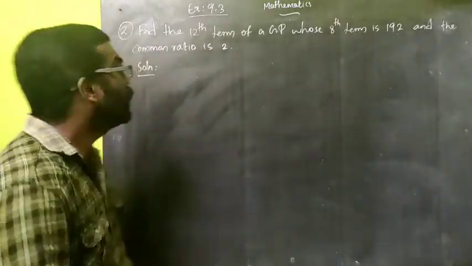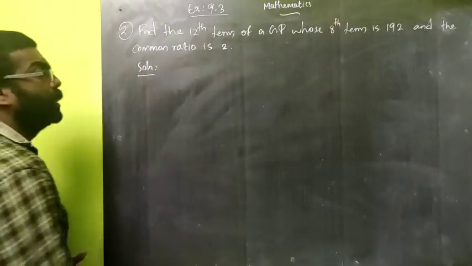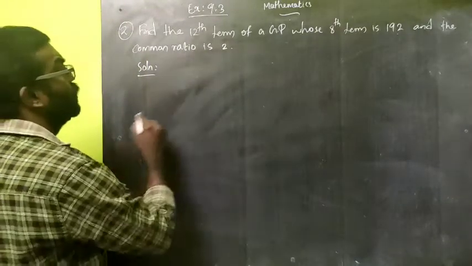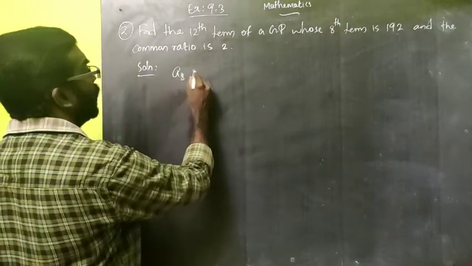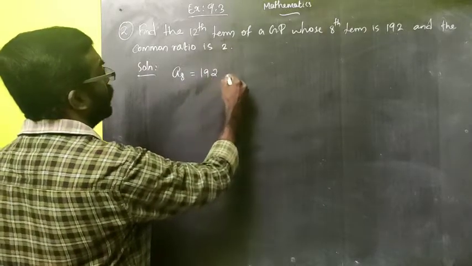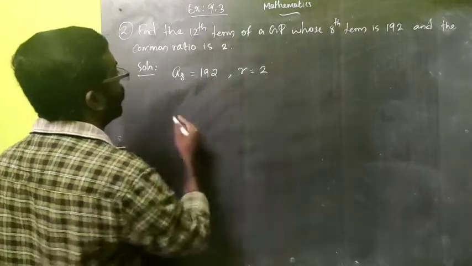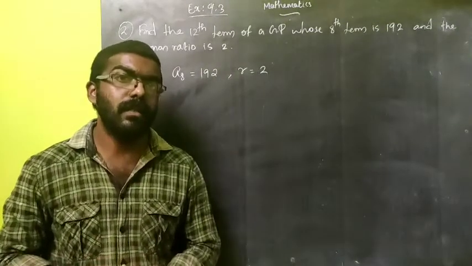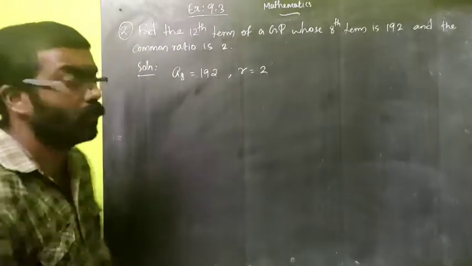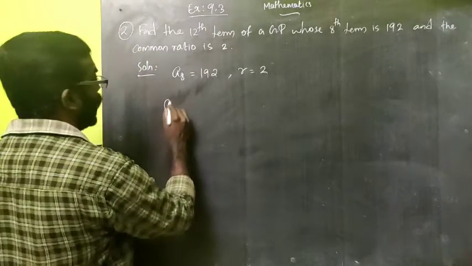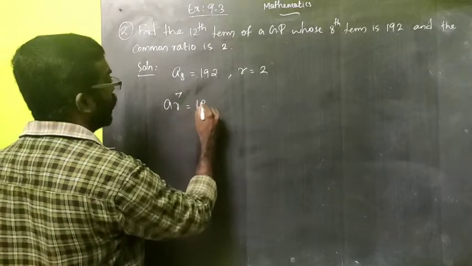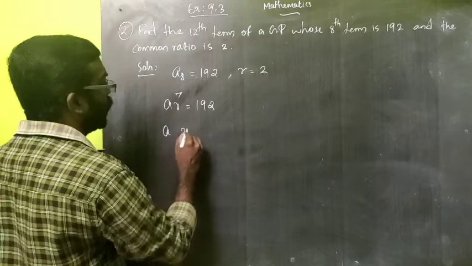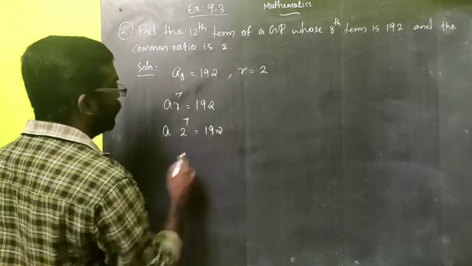Here the next question is, find the 12th term of a GP whose 8th term is 192 and the common ratio is 2. So the 8th term a_8 is equal to 192 and common ratio r is equal to 2. We have the formula a r raised to n minus 1. So a_8 is a r raised to 7, since 8 minus 1 is 7. So a r raised to 7 is equal to 192. Here we can put the value of r: a into 2 raised to 7 is equal to 192.